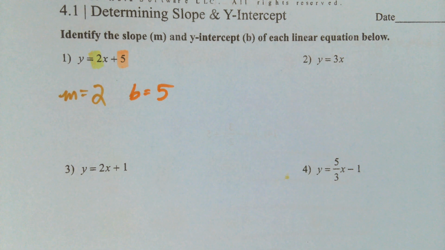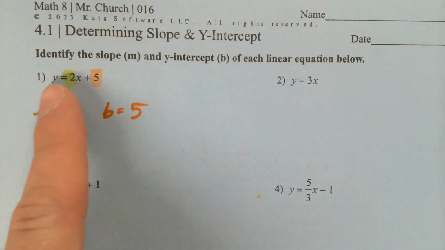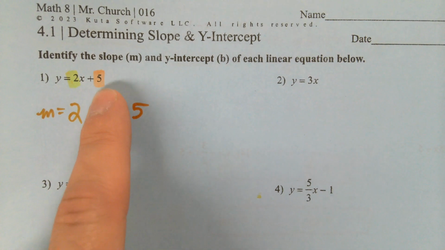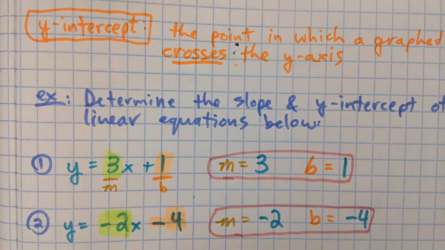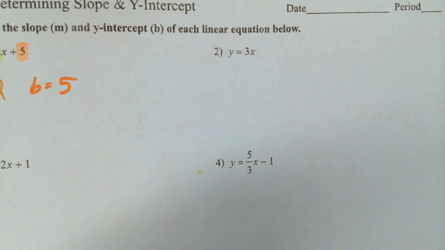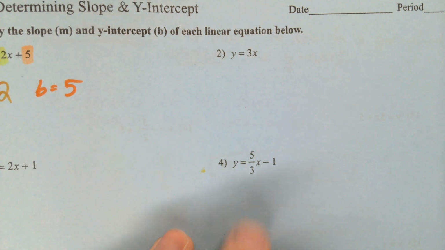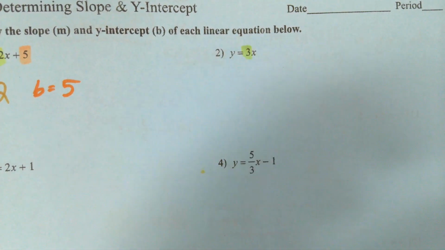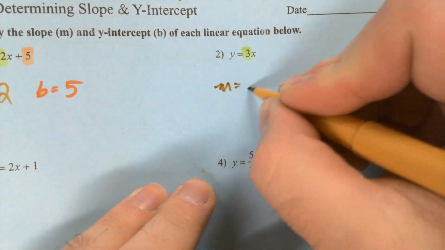That's all you need to do on worksheet 16. Highlight the M and identify it. Highlight the B and identify it. Now in number 2, this is exactly like example number 3 that we saw. What's my slope here in number 2? Okay, the slope's always going to be a number. 3, right? It's the only number we see. It comes right in front of x. So M is equal to 3.